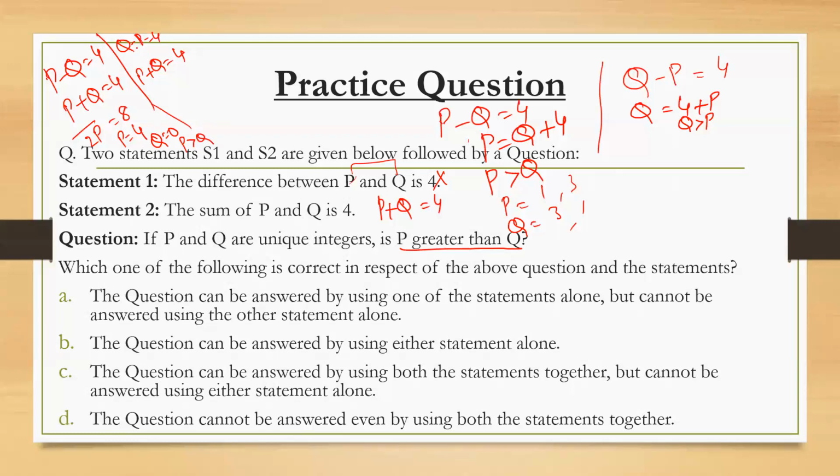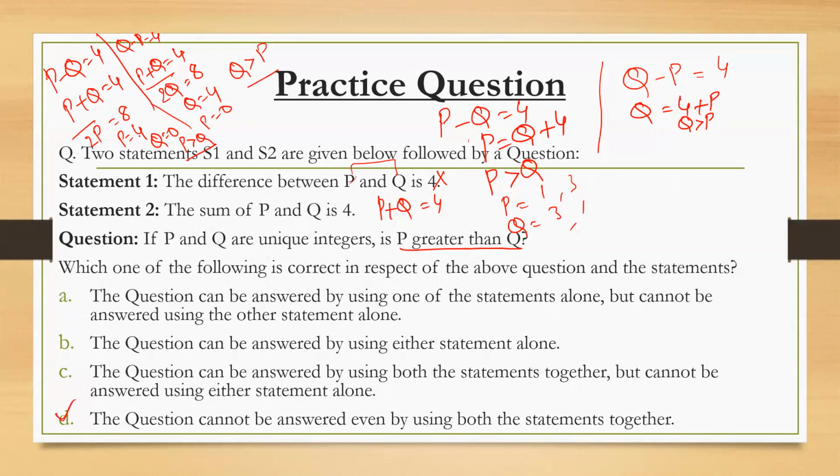Whereas when I solve for this, it is minus P, here it is P. You add it up. So this becomes 2Q, and this is 4 plus 4, again 8. So Q is 4. You put that value back here. So P will be 0. That means in the second scenario, I'm getting Q is greater than P. So when I'm combining both the statements together, I'm getting in one condition P is greater than Q, and in the second condition, Q is greater than P. Again, I'm not getting a definite answer. Therefore, I go with D option.